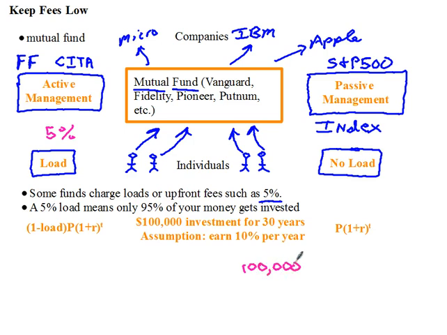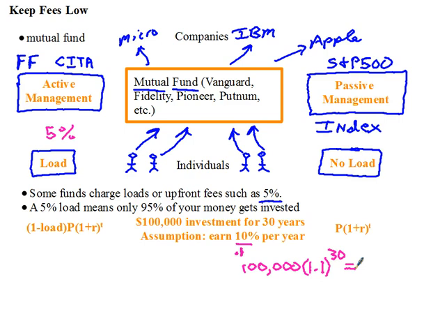Okay, so we have $100,000. That's my principal, times 1 plus R. So that's going to be taking my 10% rate of return and writing it as a decimal, which would be 0.1. So we're going to say 100,000 times 1 plus 0.1, 1.1, and then raise that to the number of years that we're going to invest, which in this case is 30 years. So I'm actually going to pull out my calculator, and I'm going to do this calculation.